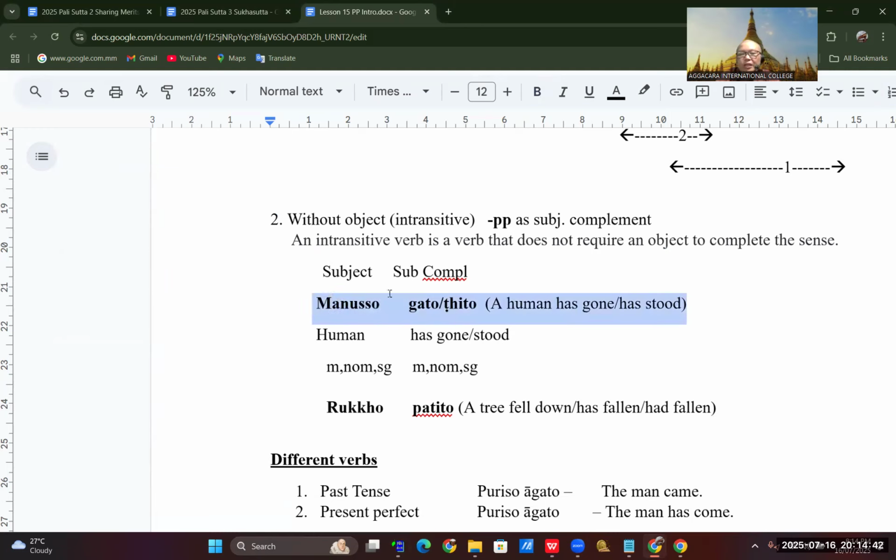So here, is there any object? You have a subject complement. Do we have an object here? We don't have an object, right? So in Pali, a sentence with an object we call transitive, and a sentence without an object is called intransitive. In Pali Made Easy, if you read lesson 15, there is a note on that page. It took me some time to understand what transitive and intransitive mean. Rukkho is a tree. Patito, a tree has fallen down. Is there any object? There's no object, there's only a subject. So this is all without an object.